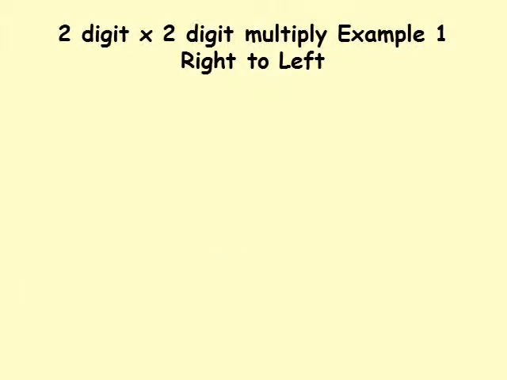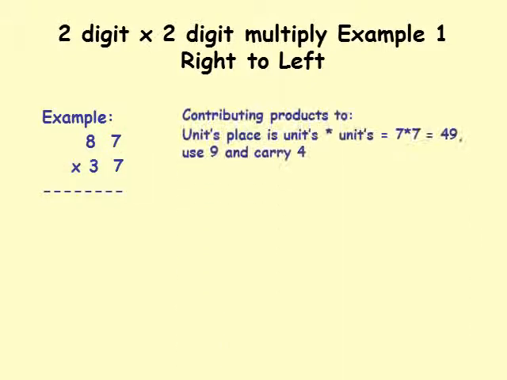We take the example of 87 times 37, and we would multiply using vertically and crosswise. We will do the multiplication from right to left. Okay, let's continue.